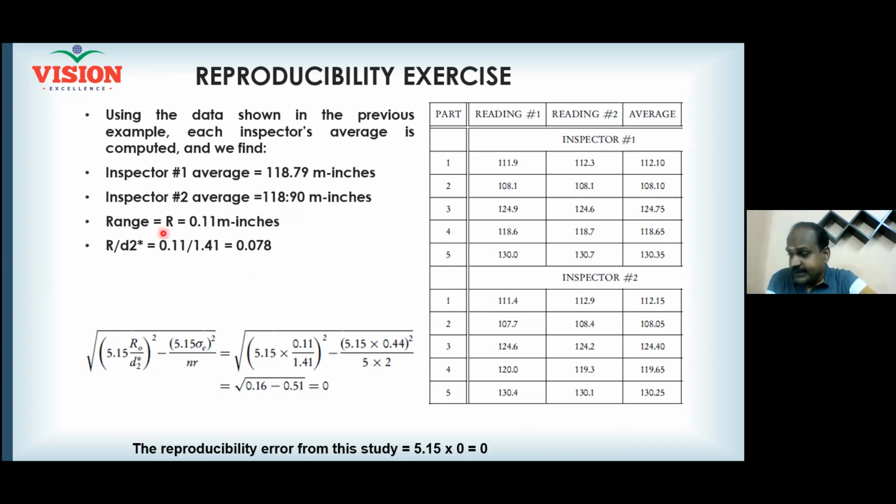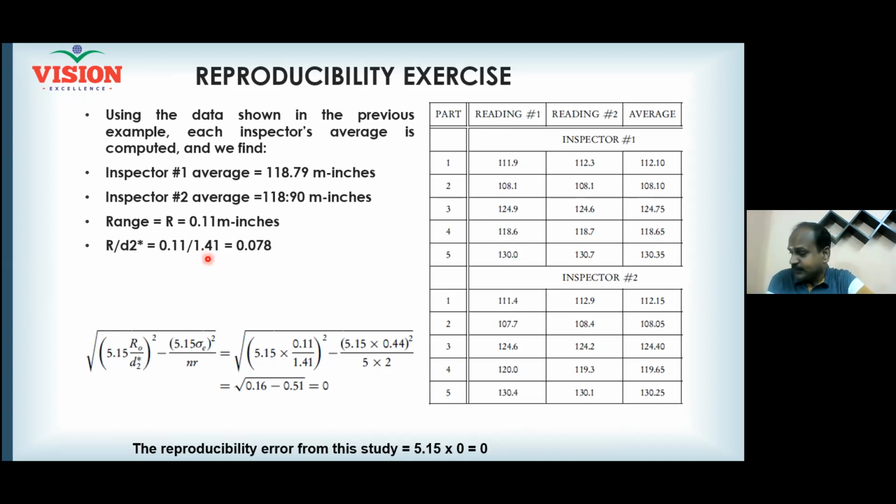So calculate the range using the inspector's average. Range means inspector 2 average minus inspector 1 average. What is the difference here you are seeing? 0.11. How does this 0.11 come? This difference. Can you notice here? 0.90, 0.79, 0.11. And now go for the same formula, R bar by D2. Now there is no need of R bar because how many ranges you have? Only one range. So use that range divided by D2. Now the constant D2 is 1.41.